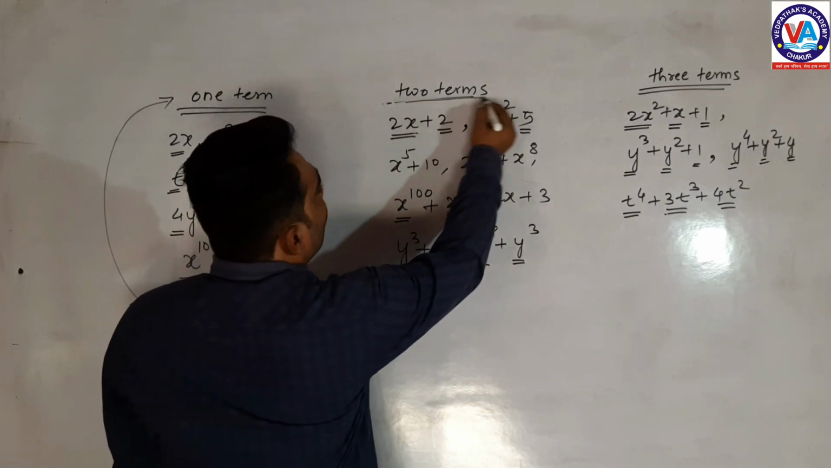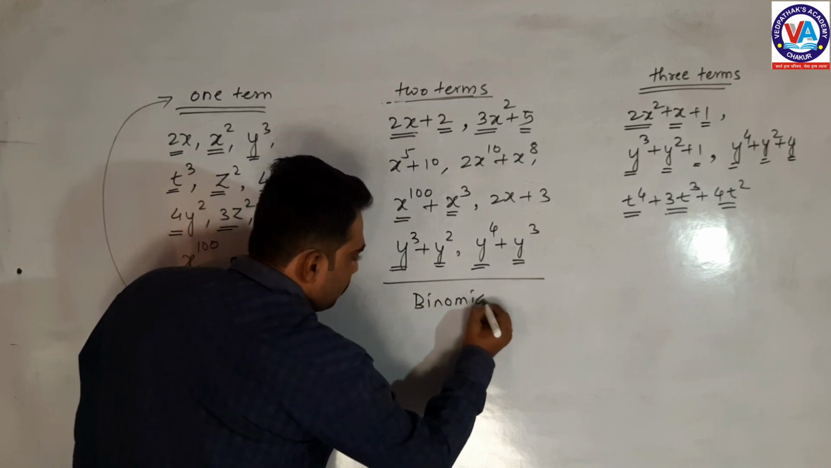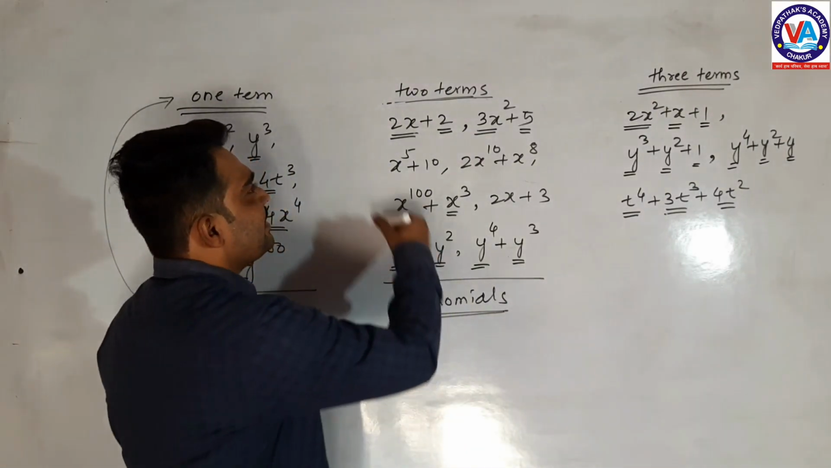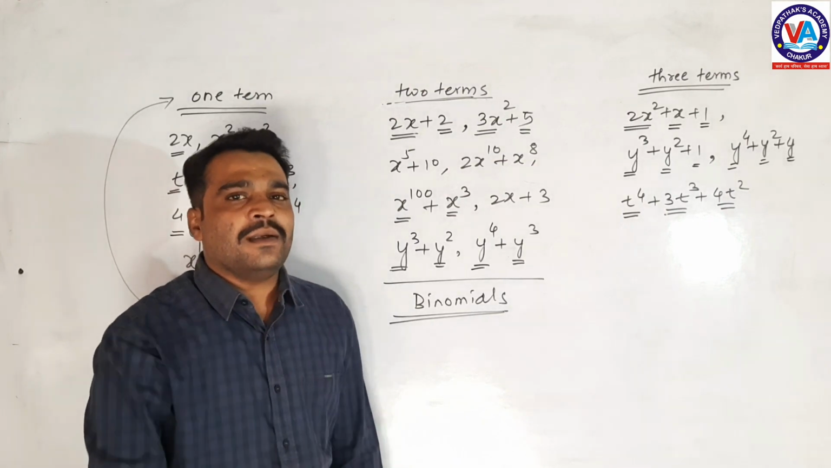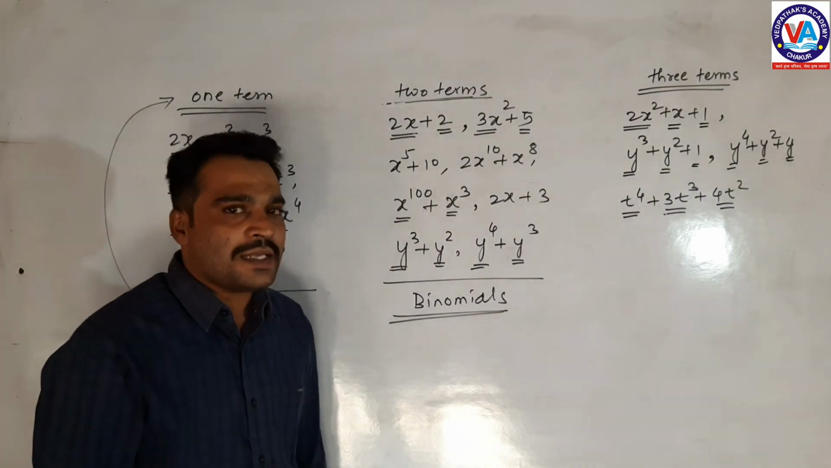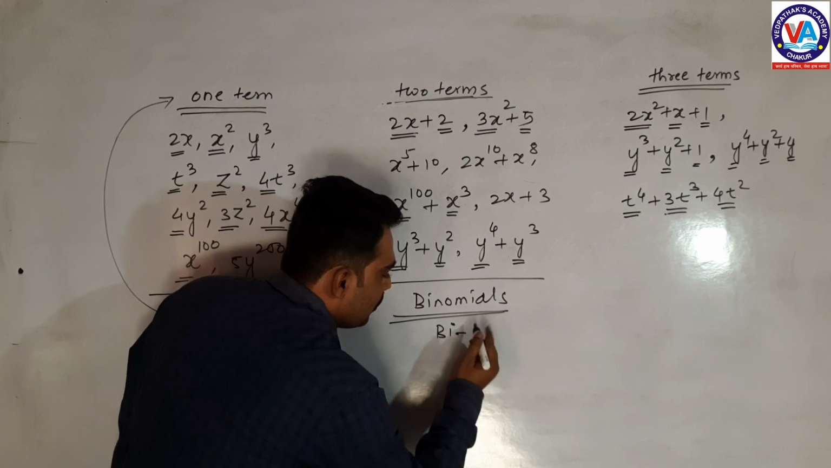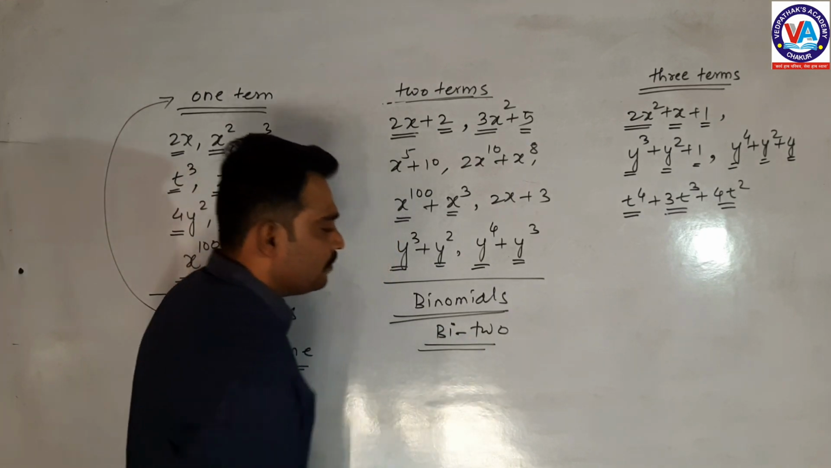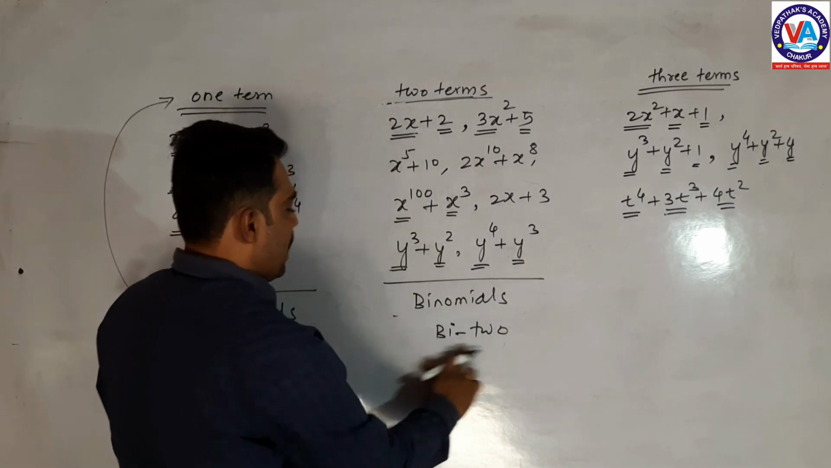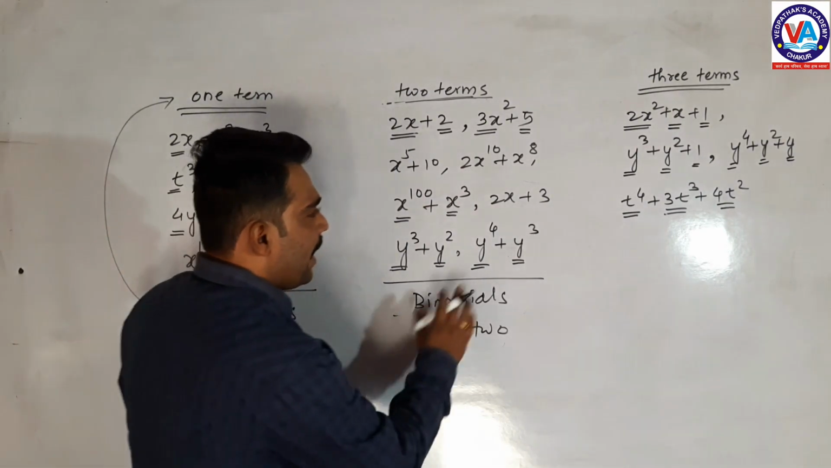येस. द पॉलिनॉमियल हॅविंग टू टर्म्स आर कॉल्ड ॲज बायनॉमियल्स. काय म्हणतो आपण त्याला? बायनॉमियल्स म्हणतो. म्हणजे जे पॉलिनॉमियल दॅट आर कन्सिस्टिंग ऑफ द टू डिफरंट टर्म्स दॅट आर कॉल्ड ॲज बायनॉमियल्स. बाय स्टँड्स फॉर टू. बायचं मिनिंग काय असतं? टू असतं. The polynomials consisting of the two terms are called as binomials.